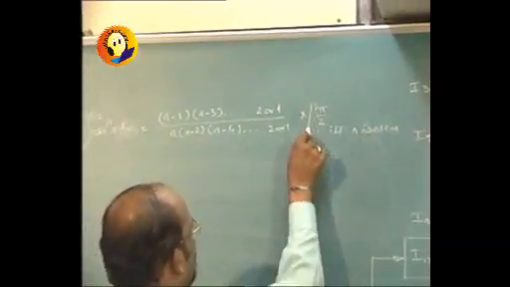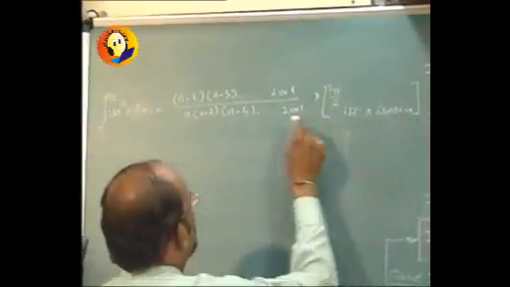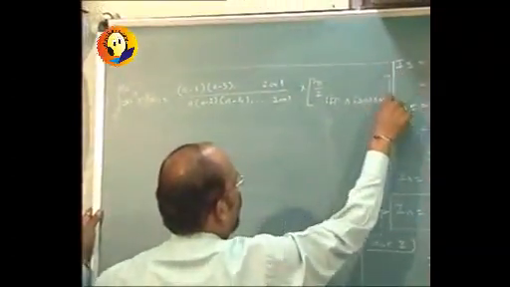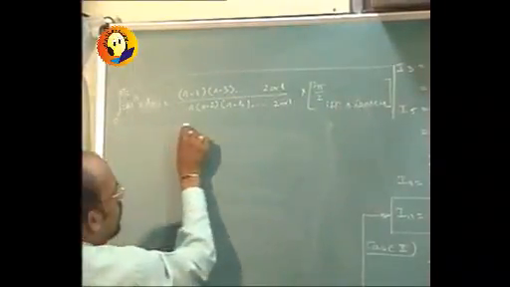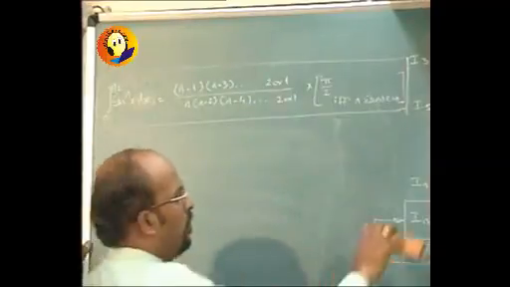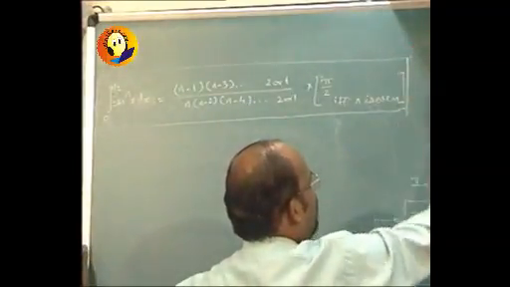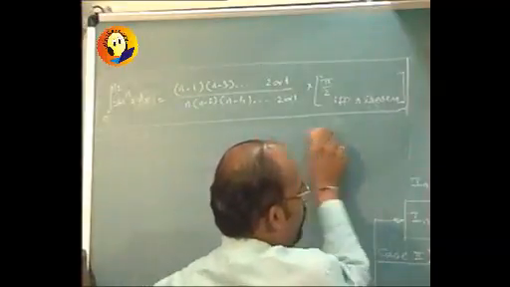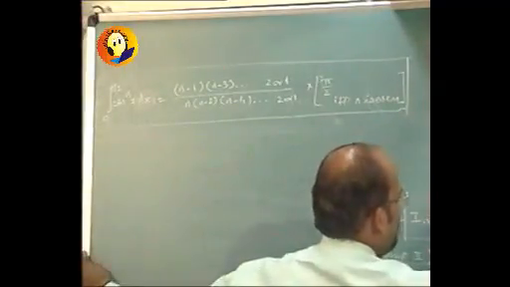So multiply by pi by 2 if n is even. This will be the reduction formula for integral 0 to pi by 2 sin raised to n x dx. The formula by which we can evaluate several integrals when we proceed to our next chapters.